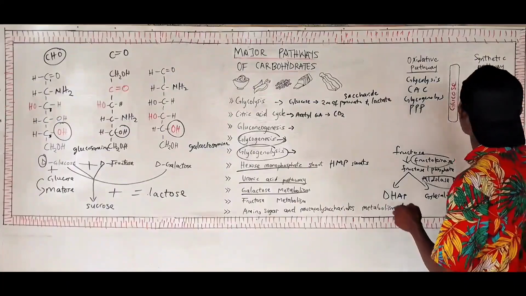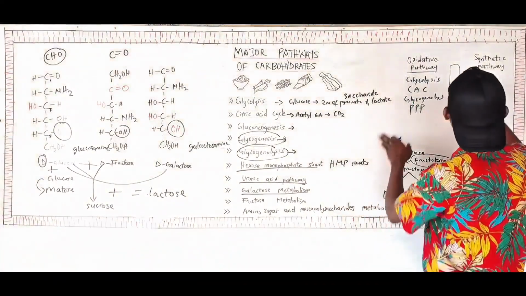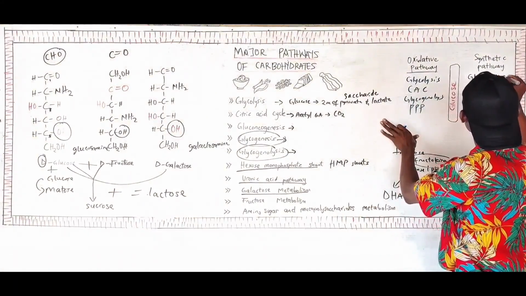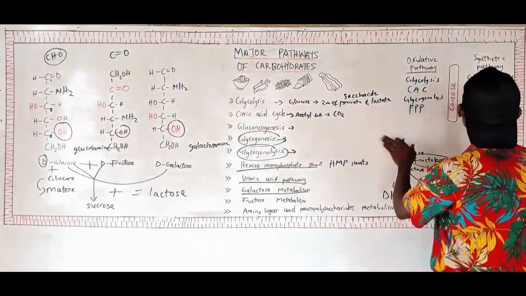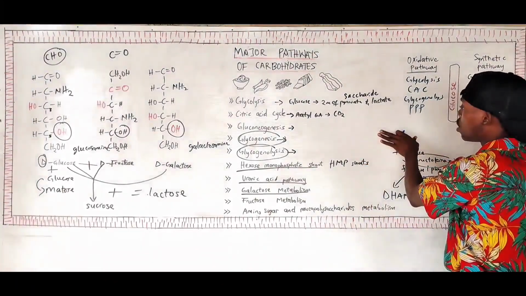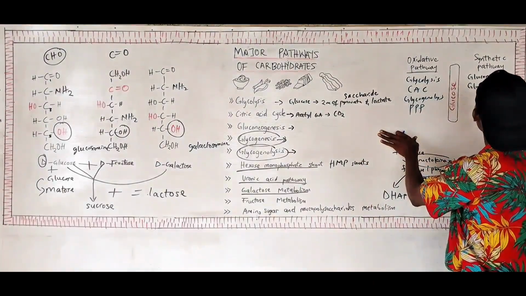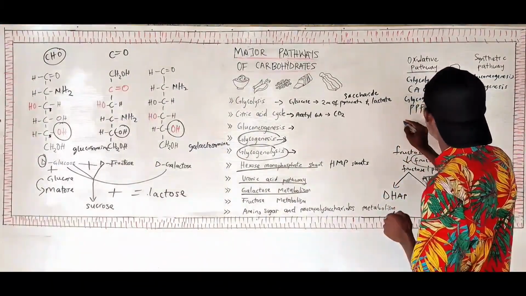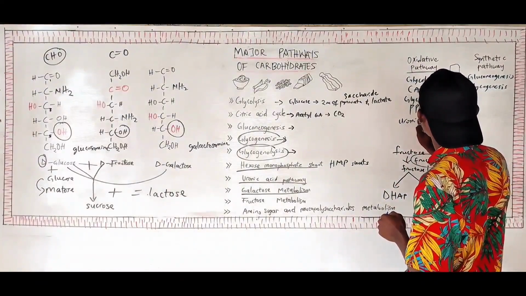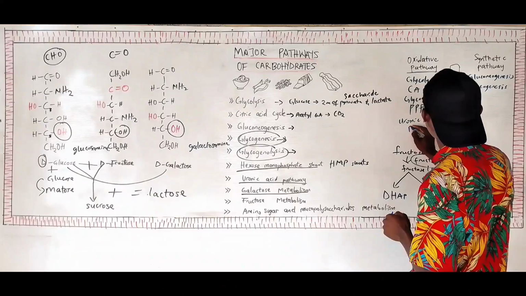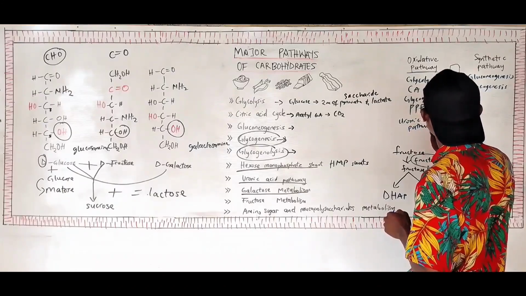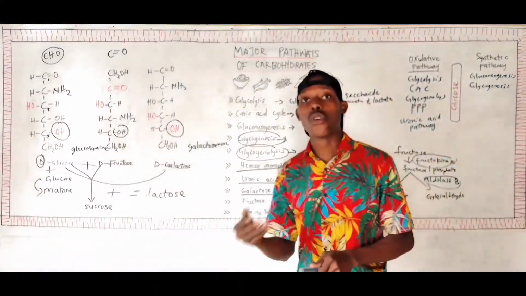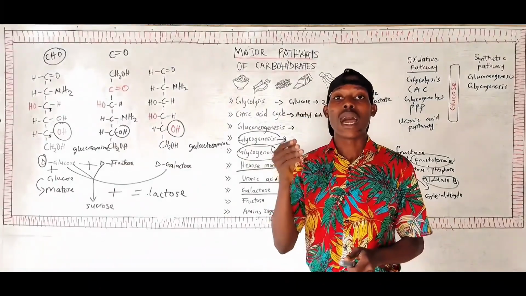For the synthetic pathways, we have gluconeogenesis and glycogenesis. An example of an oxidative pathway is the uronic acid pathway, because it also involves the oxidation of glucose to gluconic acid, pentose, and ascorbic acid in animals, but not in man.